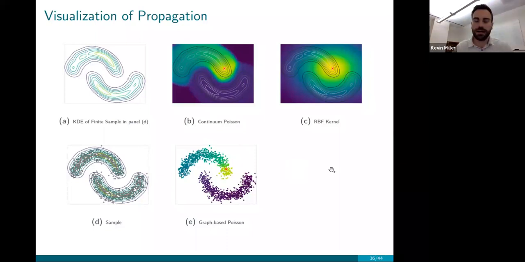So in the interest of time, I'll just gloss over this and say that the heat maps I'm showing here are bright in regions that are similar to the point in question, shown as a red X. And you see for the graph-based and the continuum limit counterpart of the graph-based, there's higher similarity inside of the clusters as opposed to radially symmetric propagation operators or kernels.